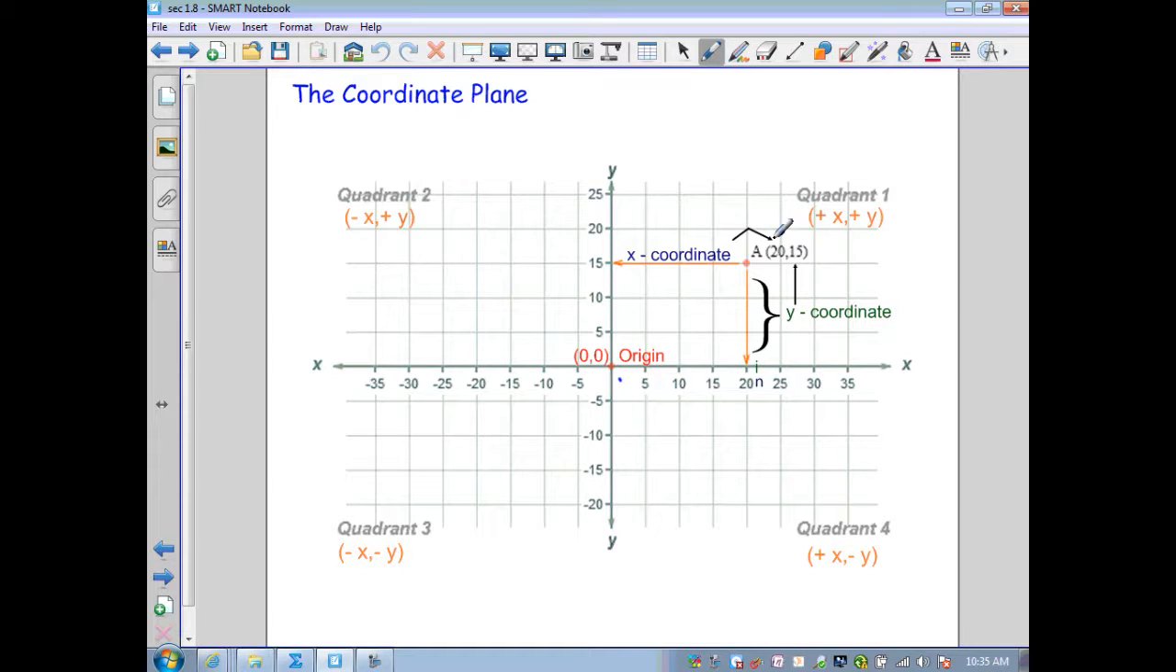X-y coordinates have special values inside of each quadrant. For example, in quadrant 1, our x value will be positive and our y coordinate will be positive. In quadrant 2, our x coordinate will be negative and our y coordinate will be positive. In quadrant 3, our x coordinate will be negative and our y coordinate will also be negative. In quadrant 4, our x coordinate will be positive and our y coordinate will be negative. The origin has an associated x and y coordinate of 0, 0.